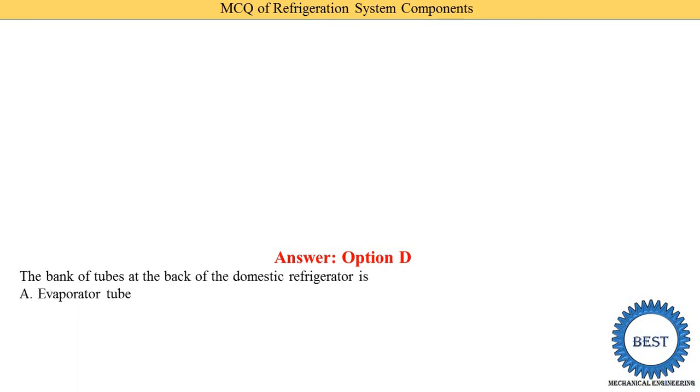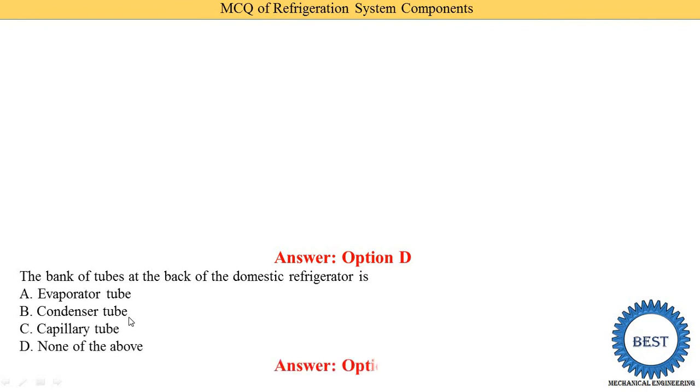Now, the bank of tubes at the back of the domestic refrigerator. In a fridge at your home, when we see the back side of this fridge, you see a number of tubes. Which part is this tube? Is it the evaporator tubes, the condenser tubes, the capillary tubes, or none of the above? So it is the condenser tubes.